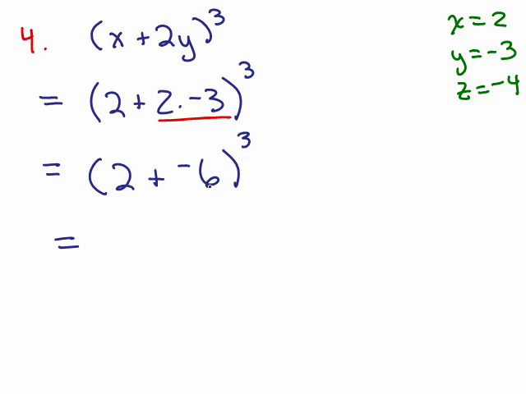And I have to keep simplifying inside the parentheses. Do not write 2 cubed plus negative 6 cubed. You must add inside first, according to the order of operations. So that's a negative 4 to the 3rd power.